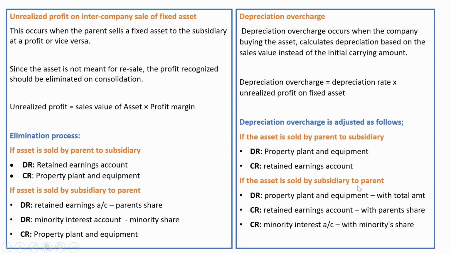If the asset is sold by subsidiary to parent, the minorities will have a share in the depreciation overcharge. So the same entries we have here are also going to be here, but we are going to include a minority interest account where we are going to show the share of minority, and in the retained earnings account we are only going to show the share of the parent, while the total amount will be debited in the property, plant, and equipment.